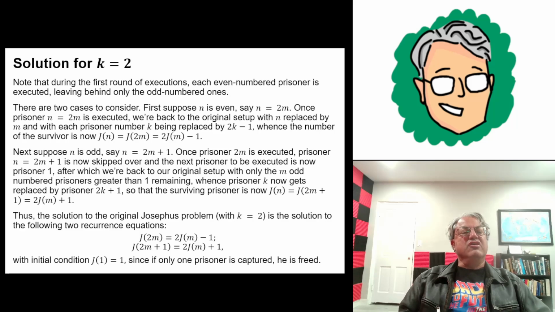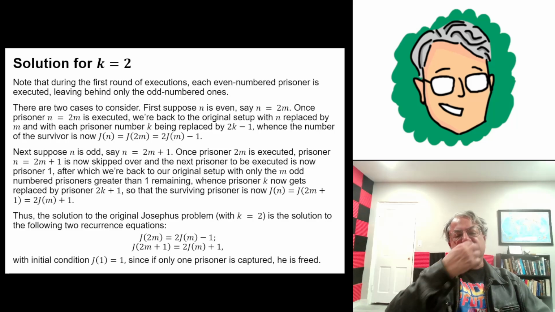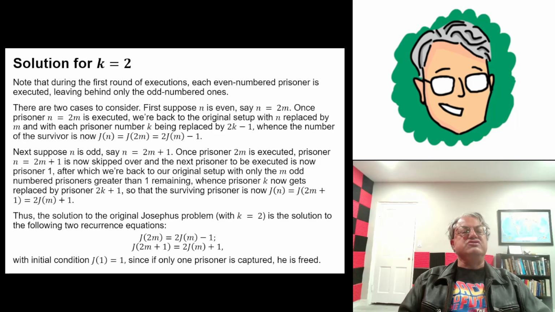going around the circle. And so we know that the surviving prisoner is now going to be what would have been the number of the surviving prisoner if there were just m prisoners to start with, and n over 2. Remember, n's even. So another way to say that is that j of 2m, that's j of n, the number we're trying to calculate, is equal to 2 times j of m minus 1.